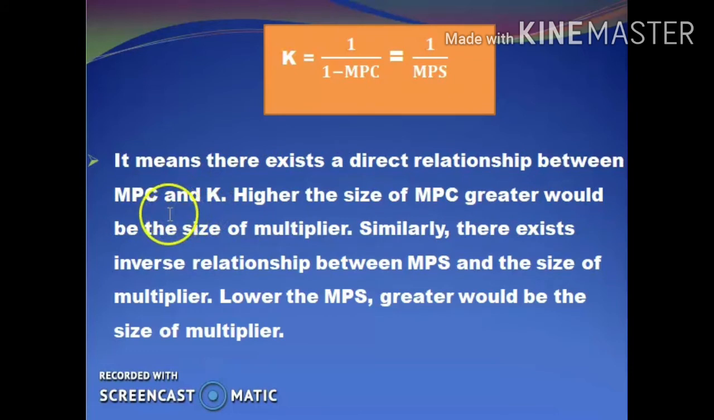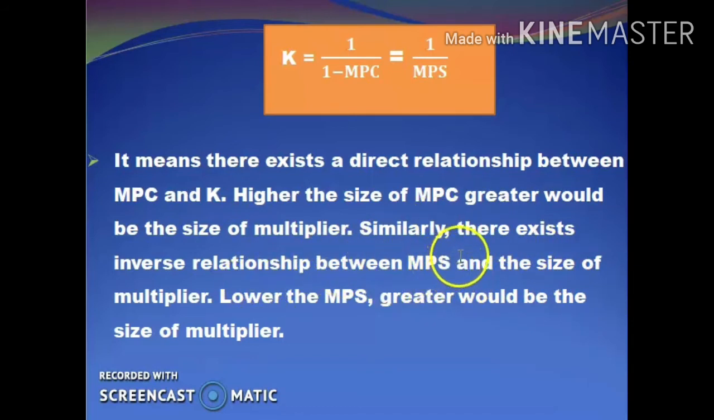That is, as the marginal propensity to consume increases, it will generate an addition to the multiplier of income. So the higher the size of MPC, the greater would be the size of the multiplier. Similarly, there exists an inverse relationship between MPS and the size of the multiplier.